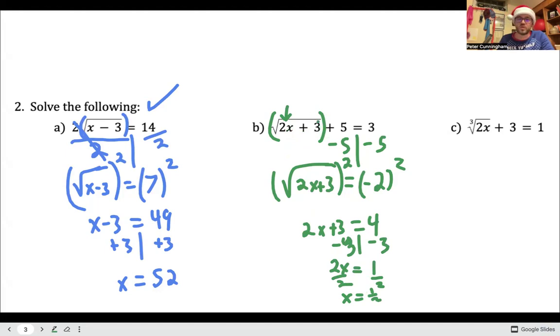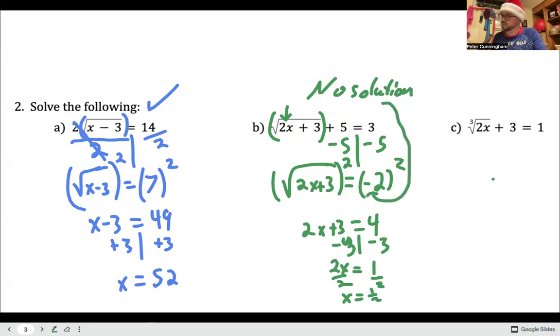Square root of 4, 2. Is 2 plus 5 3? No, it's not. So we actually have no solution, which we should have been clued off by earlier. And we were. We just like to double check things, which is good. Good to double check.